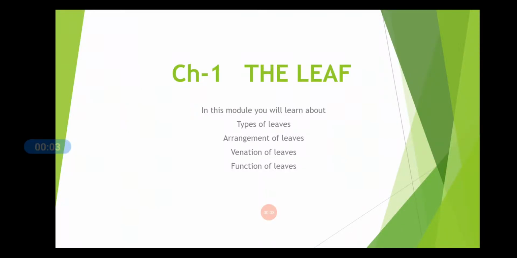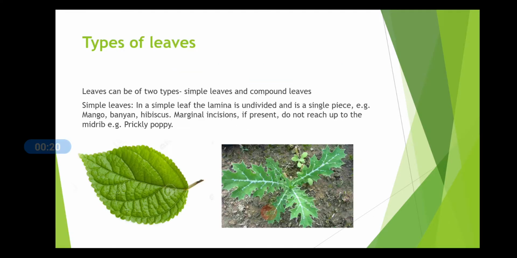Children, today in this module, you will learn about the certain parts of the leaf. You will learn about the types of leaves, the arrangement of leaves, venation of leaves, and the function of leaves. The types of leaves. Leaves can be of two types, the simple leaves and the compound leaves.